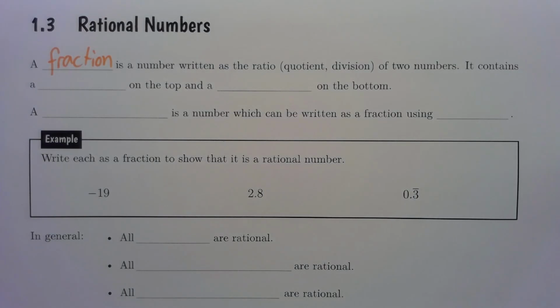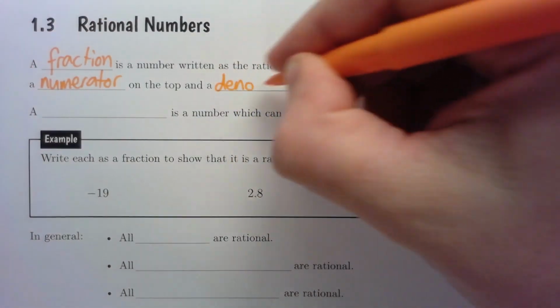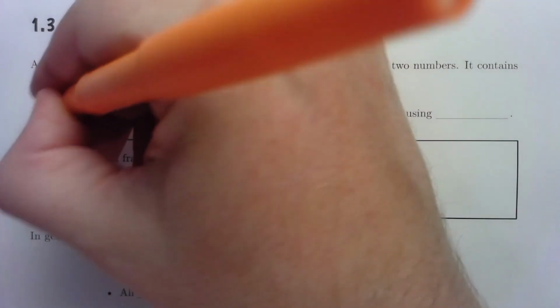So as a reminder, a fraction is a number written down as the ratio, or we could say quotient or division, of two numbers. In fact, fractions, ratios, quotients, divisions, these are all the same thing. We just tend to think of them in different ways, but mathematically they describe the same type of number. Now, a fraction contains a numerator, which is the number on the top, and a denominator, which is the number on the bottom. The numerator describes the number of parts we're interested in, whereas the denominator describes the number of parts that make up a whole.